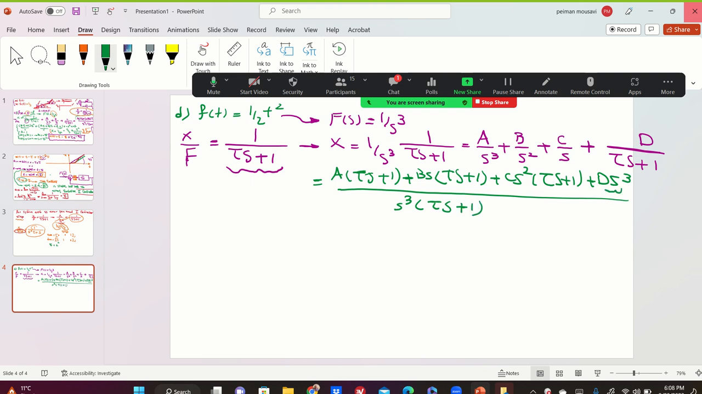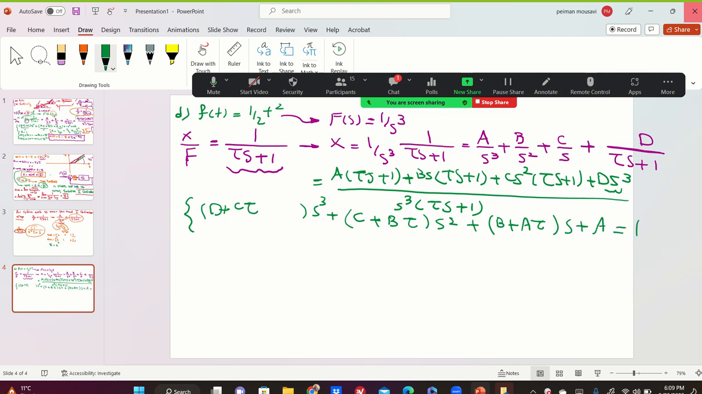See, the highest order is 3. So you can say, reordering: s cubed times D plus C tau, plus s squared times C from here plus B tau, plus s times B plus A tau, plus A equals to how much? Again, 1.